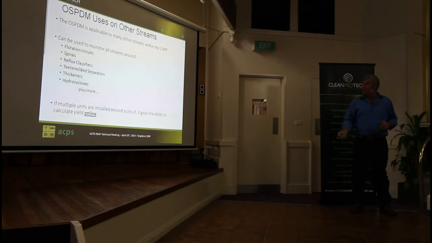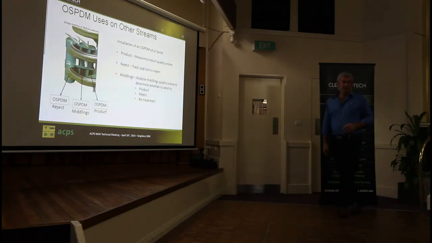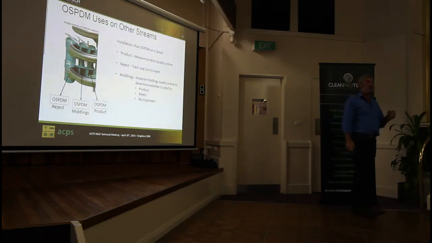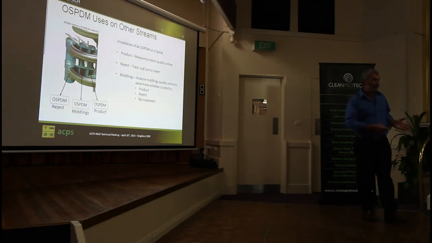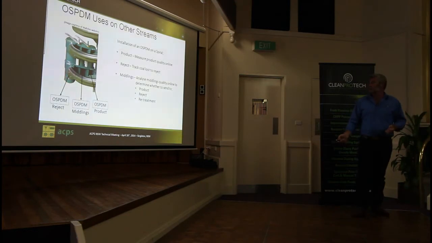And of course, one of the big things we potentially see is spirals. That's where they go really well. Getting an idea of product and reject, tracking that, and particularly the middlings, particularly places where you make a decision on where you put the middlings, and how quickly you're getting information to be able to make that decision.